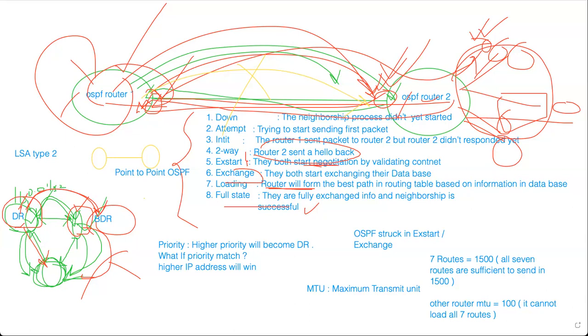Correct. So it will check the OSPF priorities, meaning there is a priority that is manually defined, and whichever has the higher priority will become the designated router. And if the DR fails, there will be a backup designated router to send the updates to the neighbor.